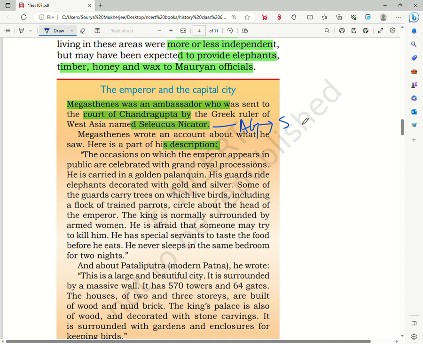Also, there was the Ptolemaic dynasty which was ruling in Egypt, and there was another general who was in charge of the areas of Greece that were the homeland of Alexander the Great. In this way, all the generals of Alexander divided the empire of Alexander the Great between themselves. Seleucus Nicator was the ruler of the Middle Eastern areas. So he sent the ambassador Megasthenes to the court of Chandragupta Maurya, who was the founder of the Mauryan dynasty. So, here is what he saw about the capital city Pataliputra.